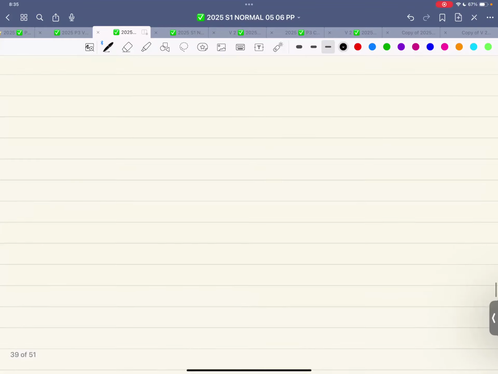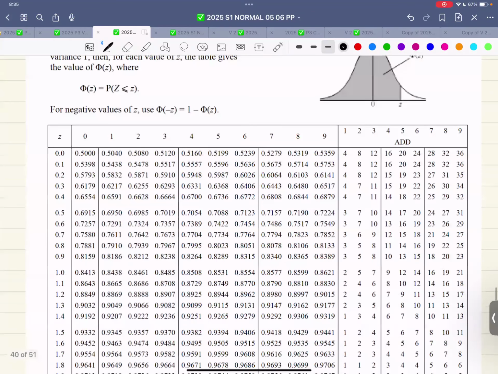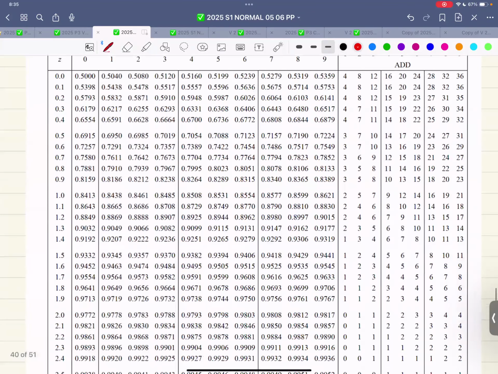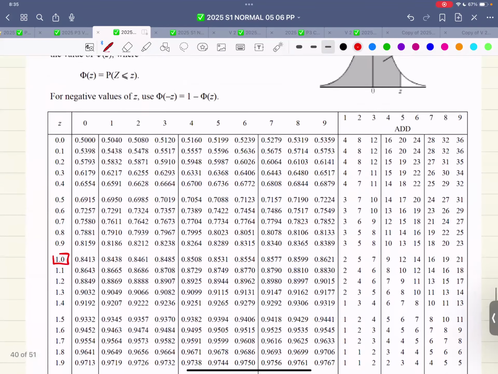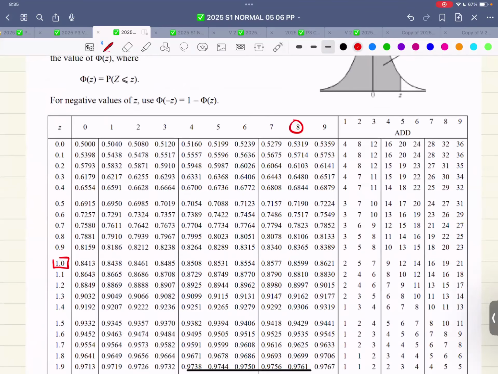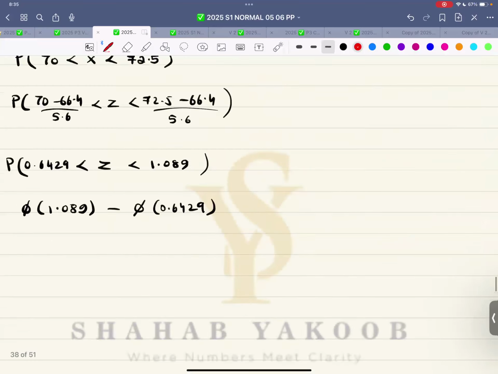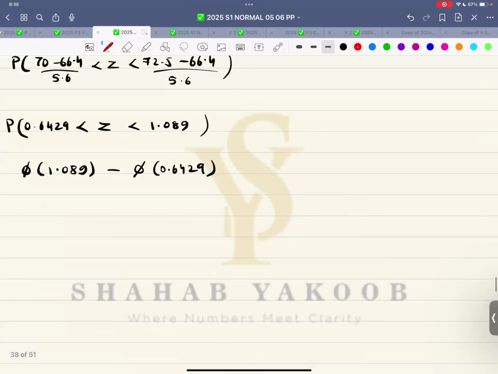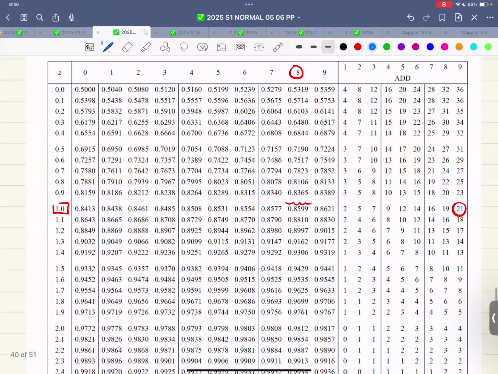1.089. So this is 1.089, 1.0, and then 8, and then a 9. 8599, that would make it 8600, 8620. So let me first write it over here. That is 0.8620. Let me go to the other value, that is 0.6429.